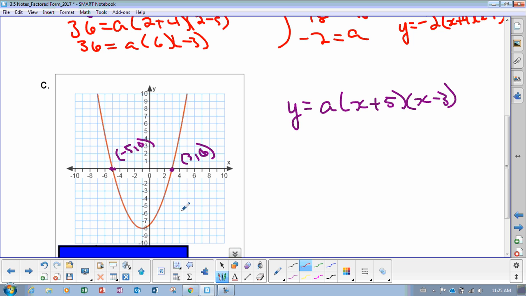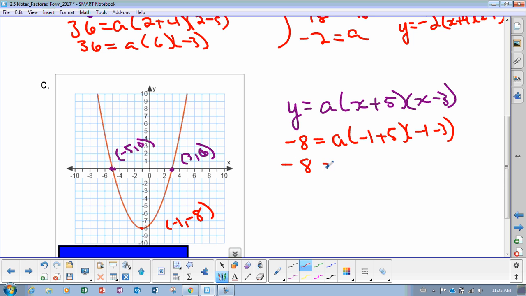Then I need to find another point on the graph. So we want to find an accurate point when we're looking here. And in this case, our vertex is actually an accurate point that I can use. So we have negative 1 and negative 8. So I'm going to sub that in. So negative 8 equals a, negative 1 plus 5, negative 1 minus 3. So I have negative 8 equals a, I have 4 and negative 4. So negative 8 equals a times negative 16.